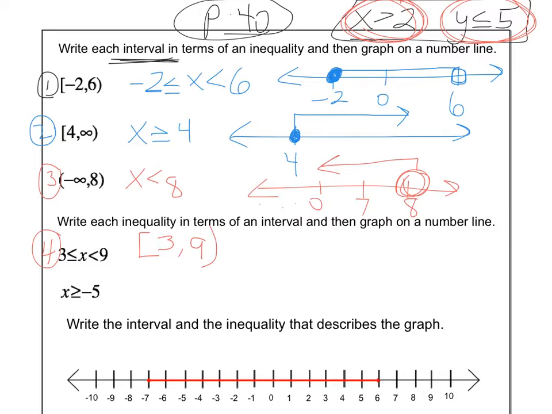Number 5. x is greater than or equal to -5. We can say bracket, -5, and because it's greater than, we go to +infinity. If it said less than, we would write it differently. If I had x is less than or equal to -5, it would be parenthesis, negative infinity, because that's where we're coming from, and we stop at -5. So it kind of looks backwards.